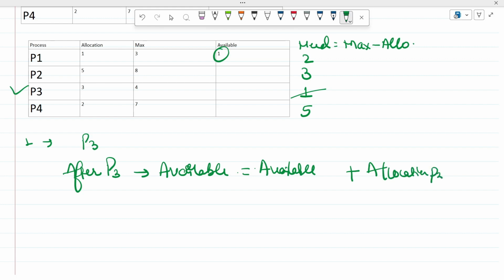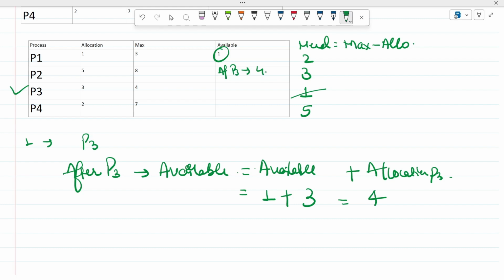So how much resource is available initially? We have one. Now, what is the allocation resource of P3, which is 3? So now, the new available after completion of P3 is 4. After P3, the available resource is 4. I hope you understand this thing.